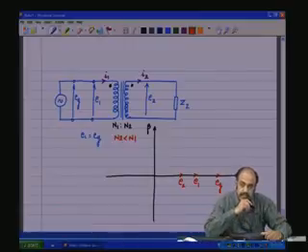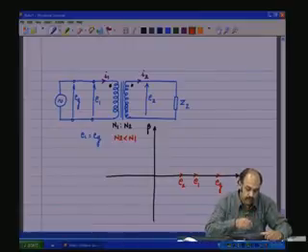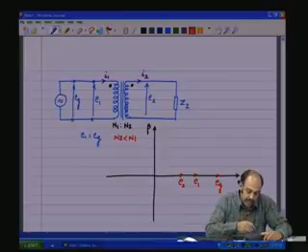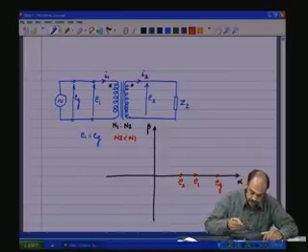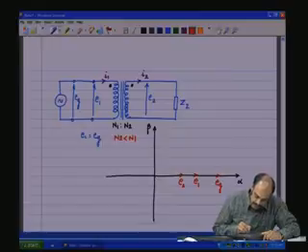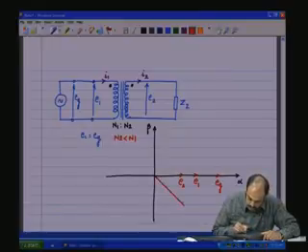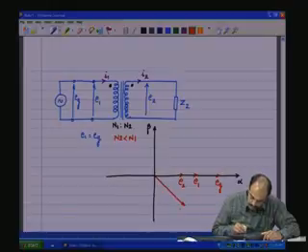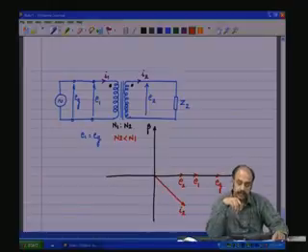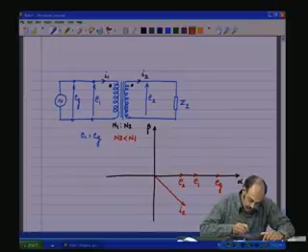Now, let us say that Z2 is a lagging power factor load, that is an inductive load, which means I2 has to lag E2. So, let us have I2 lagging E2 by some angle theta.